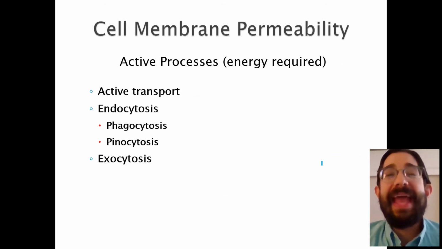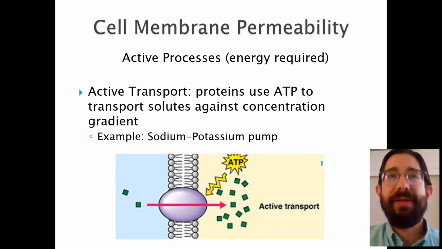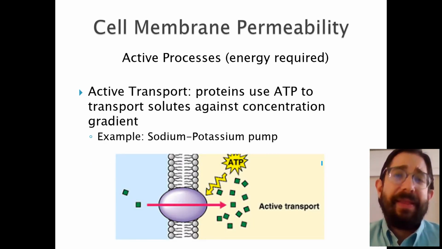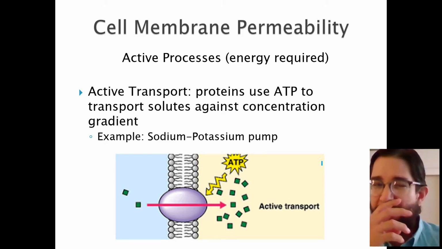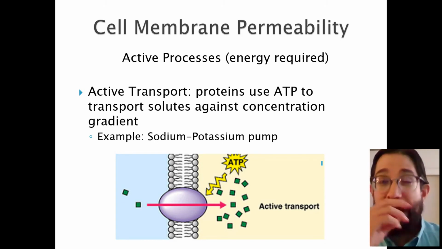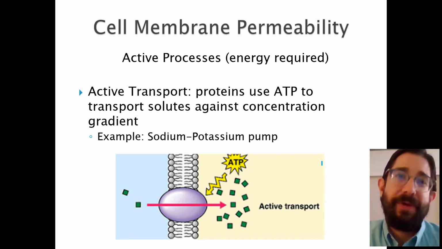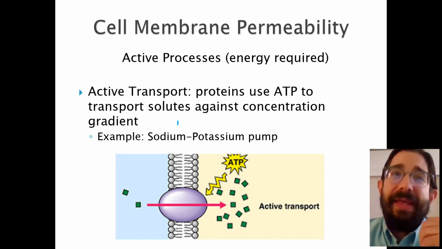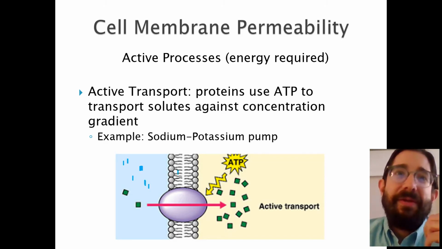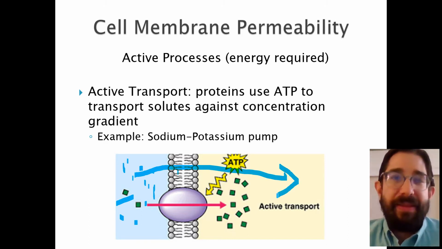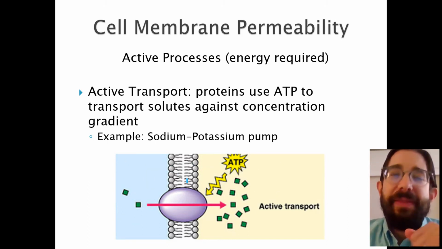Okay, let's finish with the active processes by which things cross the cell membrane. All of these require energy. Active transport is when there are proteins that are helping things move across the cell membrane, but now it's using ATP to actually power something and move these solutes against their concentration gradient, right? Because if there was a bunch of salt out here, it would move on its own into the cell to even things out. But let's say you don't want things evened out.